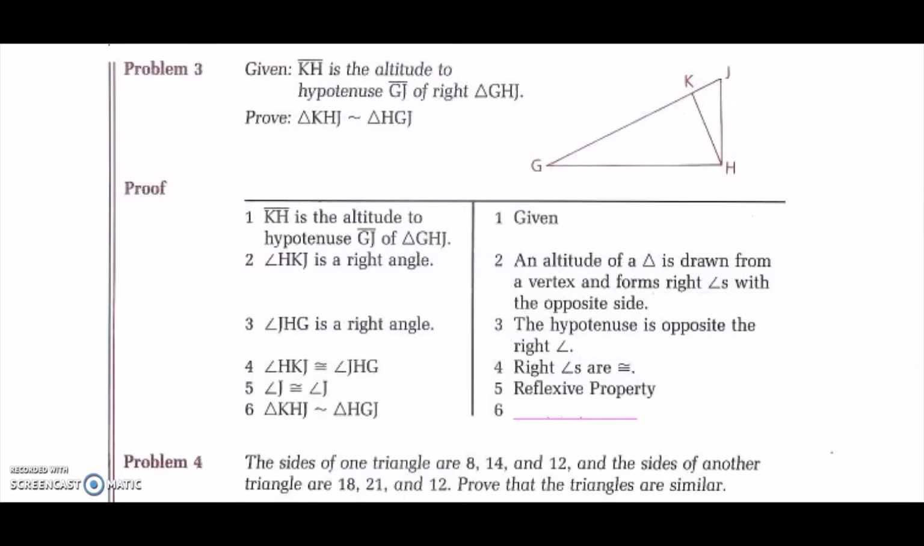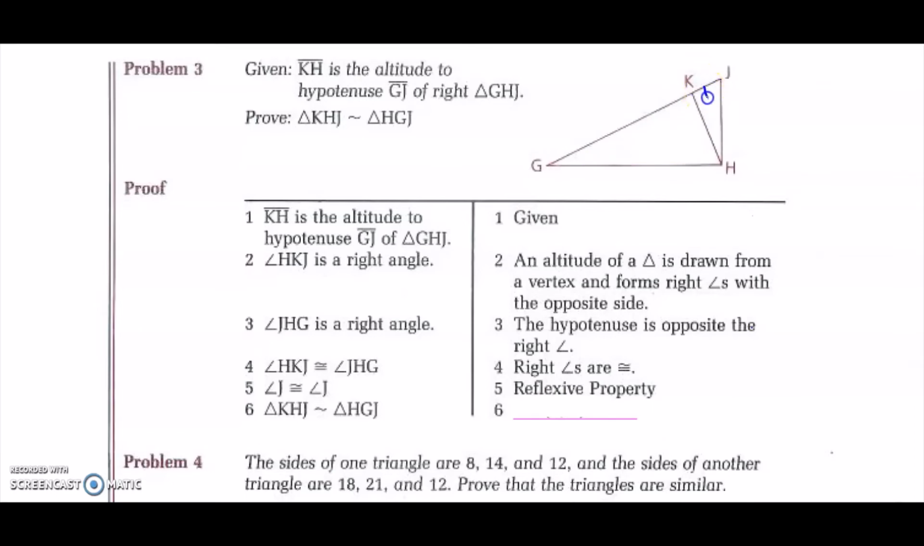In our third example, we are given that KH is an altitude to the hypotenuse of GJ. Now, this problem will come back again in Chapter 9. We need to prove that KHJ, the small triangle here, is similar to HGJ, the overall big triangle.